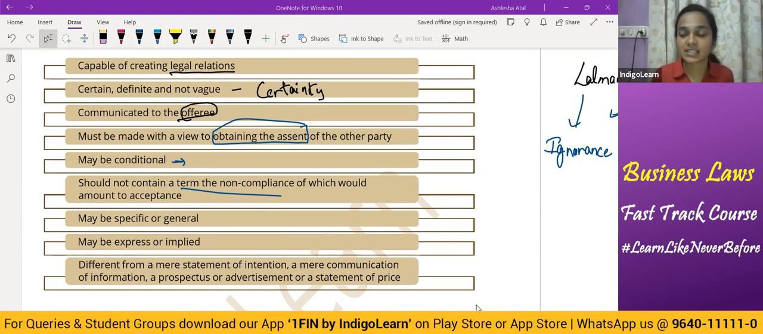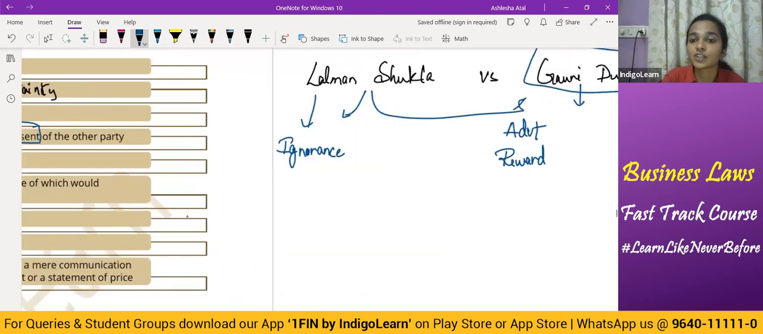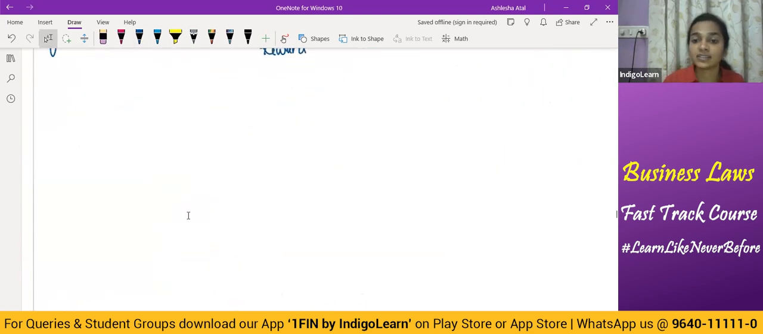An offer may either be specific offer or a general offer. An offer may either be express offer or implied offer. Just like express contract and implied contract, offer can also be express or implied. However, an offer is different from communication of information, invitation to offer, advertisement, and other things.